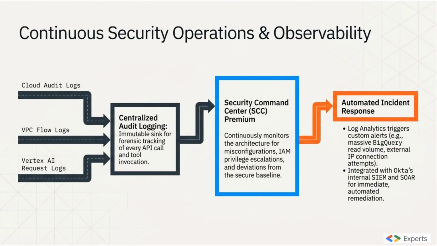Security does not stop after deployment. Continuous monitoring is essential. Collect Cloud Audit Logs, VPC Flow Logs, and Vertex AI request logs into centralized logging. Feed that telemetry into Security Command Center, and from there create automated incident response workflows. If abnormal data access patterns or privilege escalations occur, automated alerts and remediation can be triggered immediately. Visibility is one of the strongest security controls you can implement.